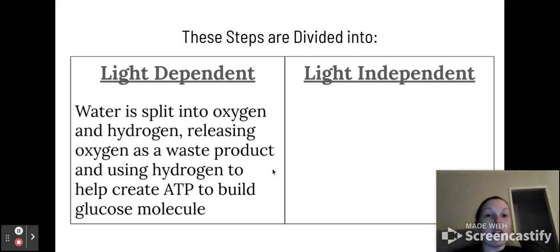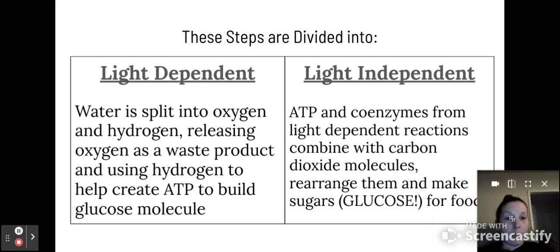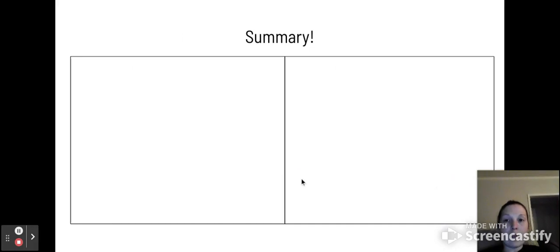Then you also have the light independent step. This is where the ATP and coenzymes from the light-dependent reactions combine with the carbon dioxide, and it rearranges all of these atoms together to actually form the sugars or the glucose that is needed to be food for the plant.